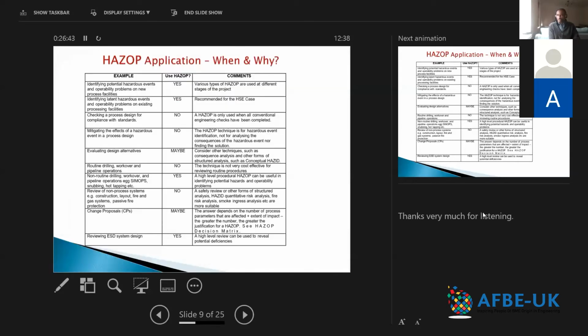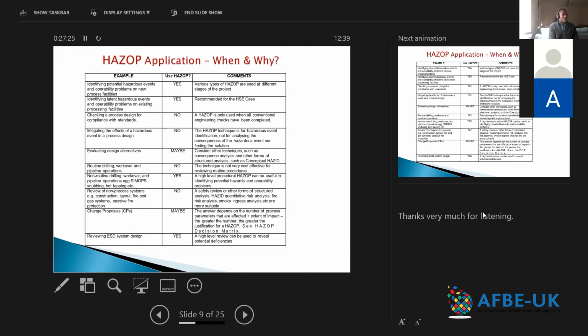Right, HAZOP application. When and why should we do a HAZOP? So I've put some examples here of design scenarios where you might ask, do you do a HAZOP or not? The first one there, identifying potential hazardous events and operability problems on new process facilities. So you have a new process facility and you want to identify hazardous events. You certainly would need to be doing a HAZOP for that one. Identifying latent hazardous events and operability problems on existing process facilities. Yes, again, I think you'll definitely be needing a HAZOP for that one.